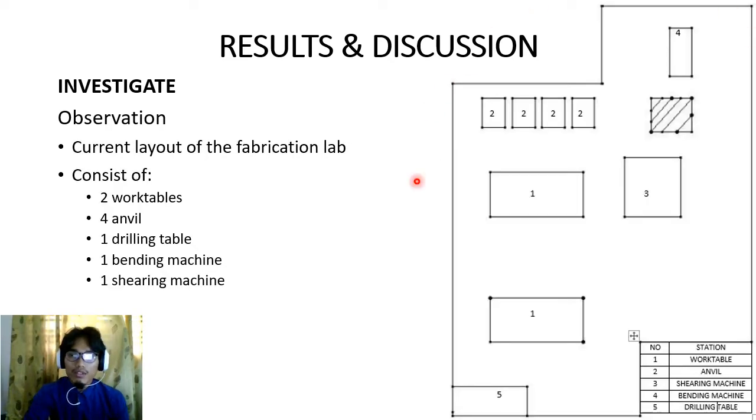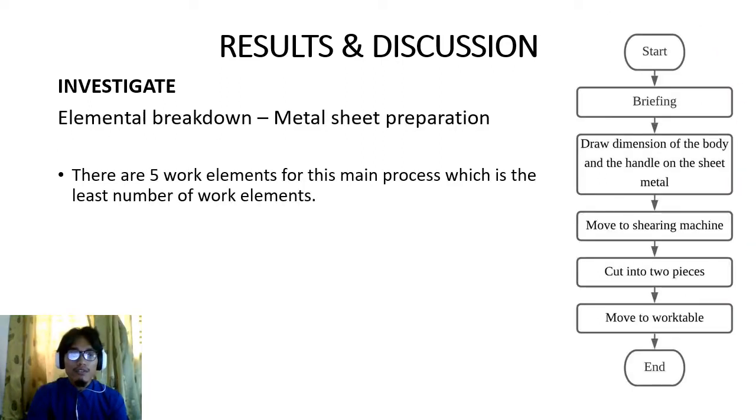Next, this diagram shows the current layout of the fabrication workshop. It consists of 2 work tables, 4 anvils, 1 drilling table, 1 bending machine, and 1 shearing machine. After observation, the main process is broken down into work elements. First, metal sheet preparation consists of 5 work elements, which is the least number of work elements compared to other main processes. This diagram shows the work elements for metal sheet preparation.